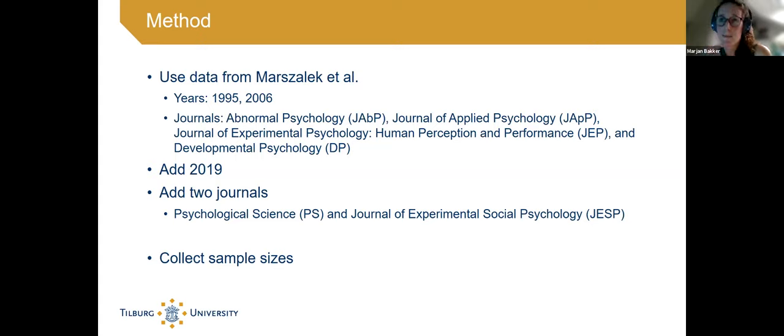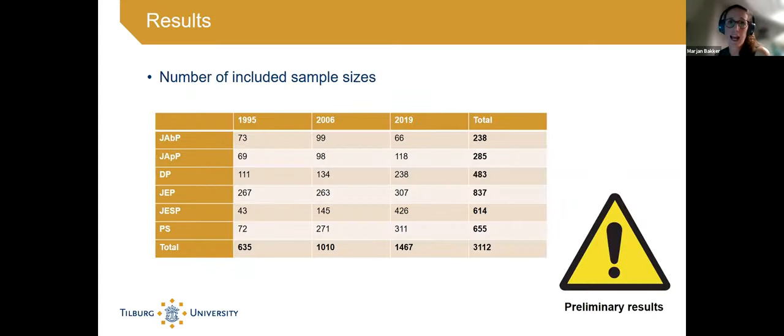And of all the articles that are published in these volumes, we collected the sample sizes. Here you can see how many sample sizes we collected, and that was a total of more than 3,000 sample sizes. But I also have to give a warning, because these are preliminary results. We did a pre-registration, and one of the things is that we also need to check a part of the collected sample sizes, so do an additional check. I didn't have time to do that before this talk, but I still wanted to present some of the results already. Just a warning that it's preliminary.